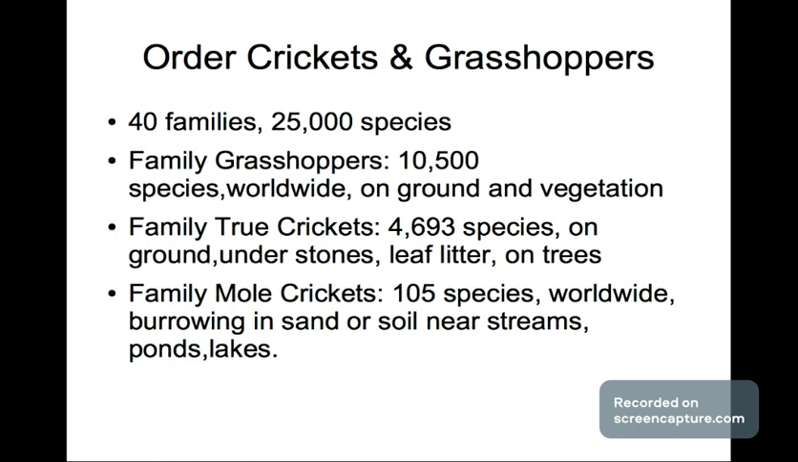So it has 40 families and 25,000 different species. The family of grasshoppers has 10,500 species. You can find this worldwide on ground and vegetation. I've seen a lot of grasshoppers at work lately. We got the family of true crickets, which has 4,693 species. You can find this on the ground, under rocks, stones, leaf litter, and on trees. The family of mole crickets has 105 species, found worldwide, and it burrows in sand or soil near streams, ponds, and lakes.